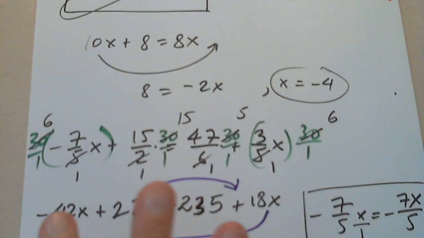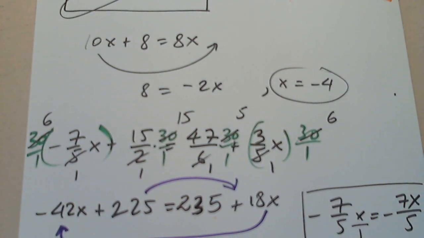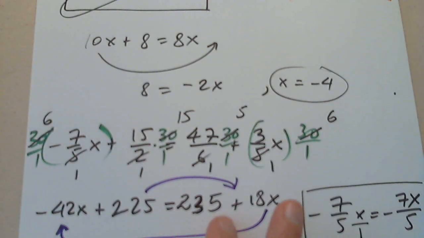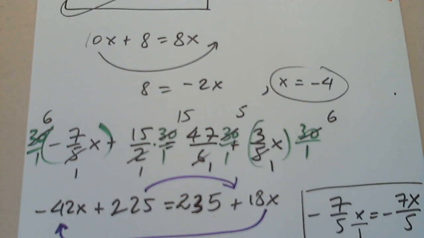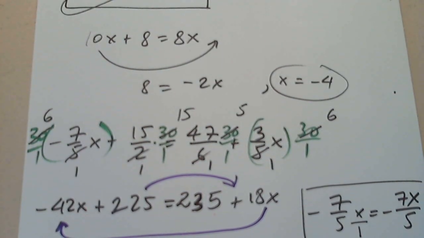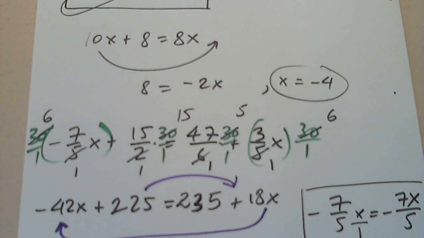This was positive. I moved it to the other side. It becomes negative. Negative 42 minus 18 is negative 60. 235, I subtract 225. 235 minus 225 is 10. Now I have to divide by negative 60. So I get negative 1 over 6 because at the same time I simplify both sides by 10, or I divide both sides by 10. And that is the final simplified form.